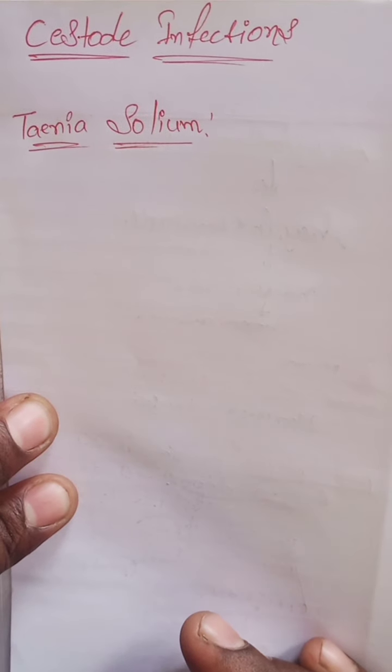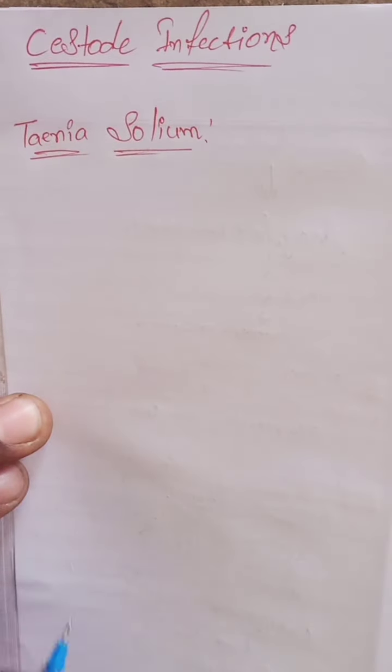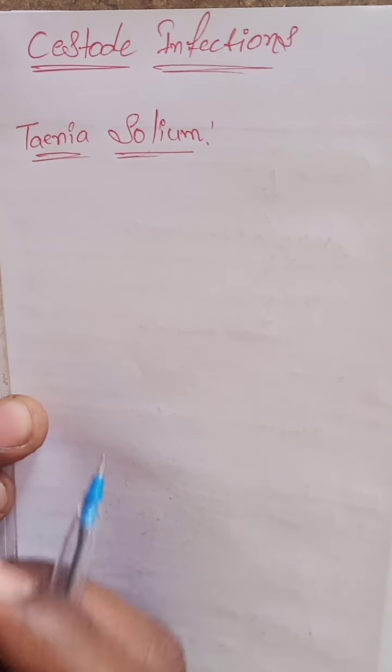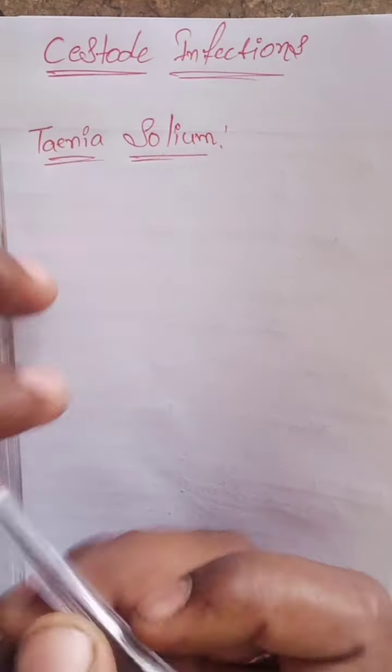Today we are discussing cestode infections. Examples are Taenia solium and Taenia saginata. The first one is Taenia solium. Taenia solium is a tapeworm.